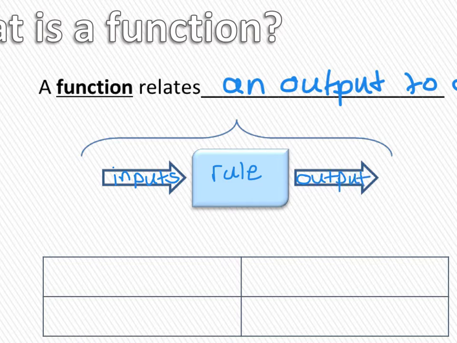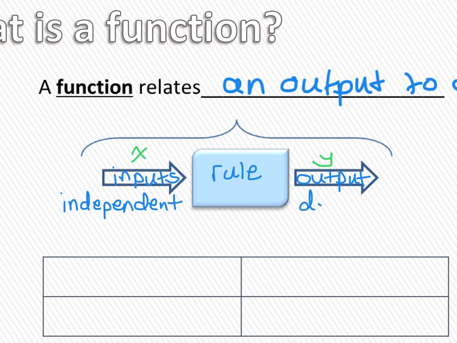And we call the input variable, generally we call it x, although it could be t, and the output is usually called y. And the inputs, the x variable, is the independent variable, and the output is the dependent variable, dependent on whatever the input is. And we call the collection of all of our inputs the domain, and the collection of all of the outputs the range.